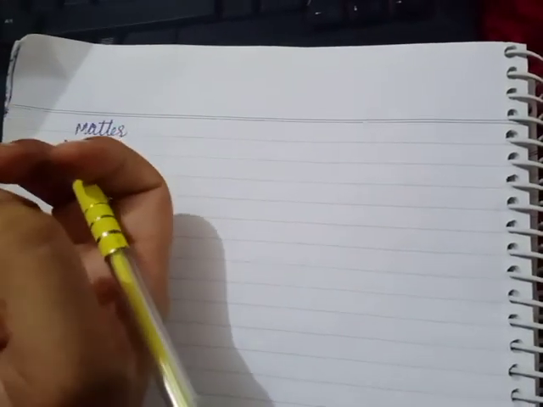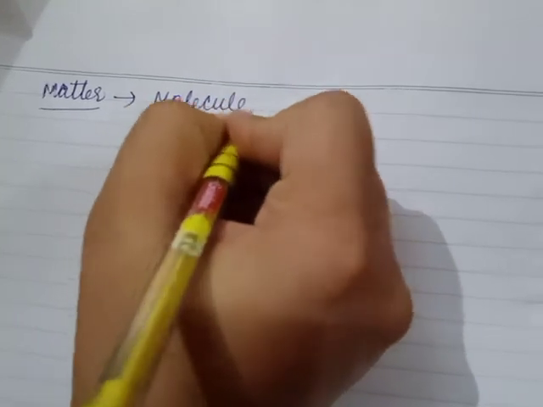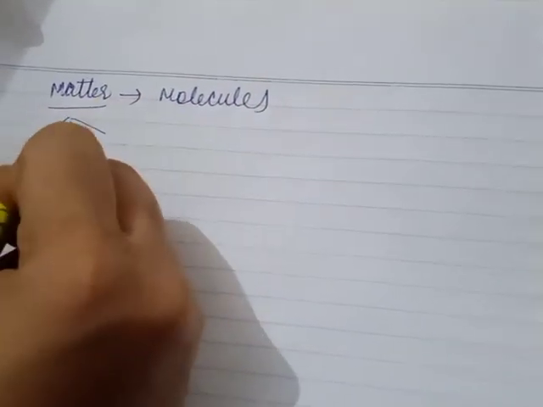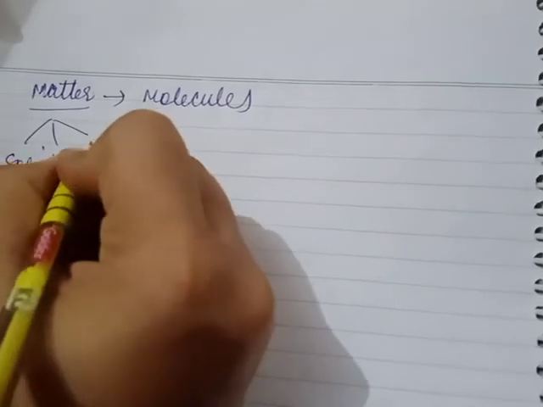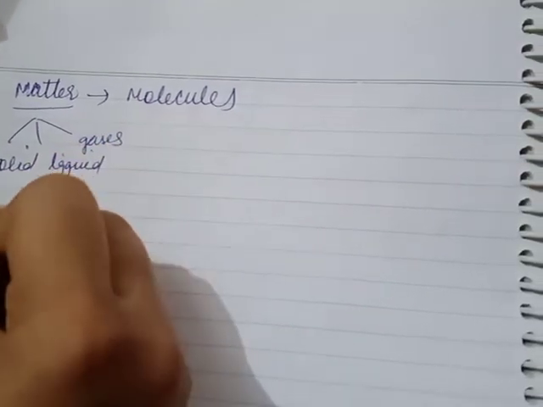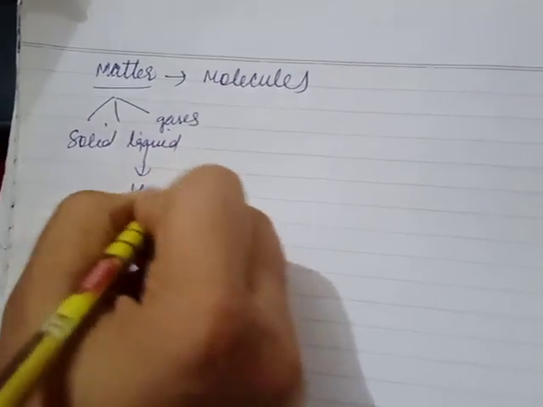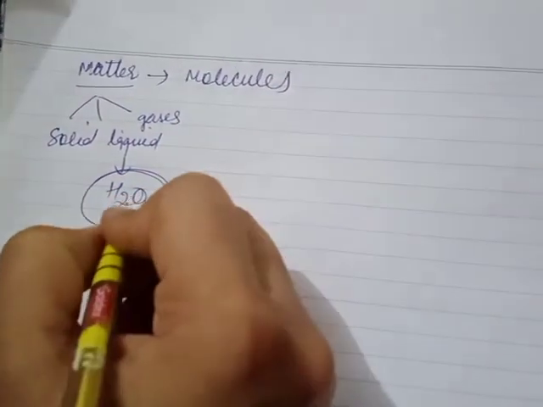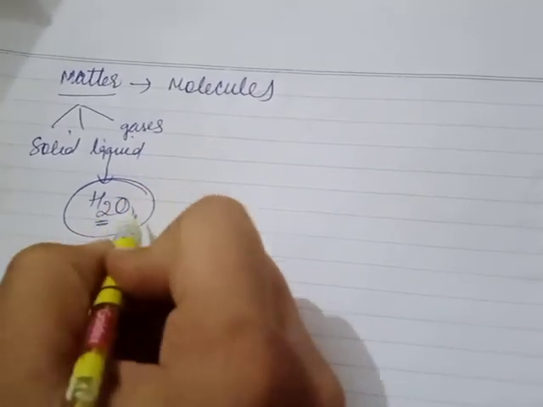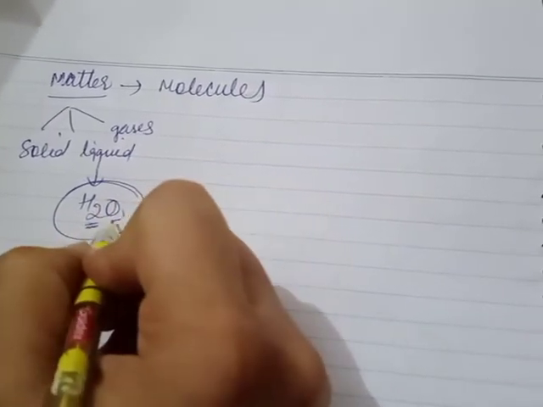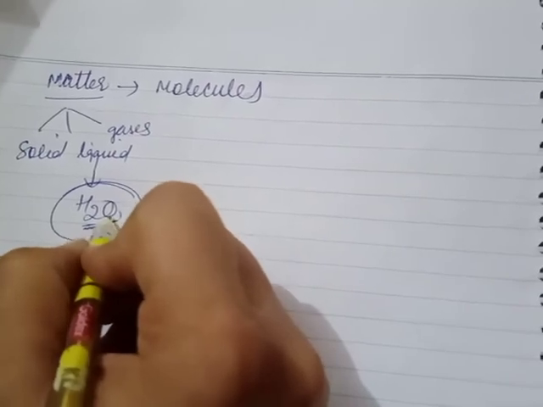Everything is made up of matter, or we can say anything which occupies space is matter, and all matter is made up of molecules. The states of matter are solid, liquid and gaseous. Let us take a liquid state, that is water. It is made up of water molecules, that means two atoms of hydrogen and one atom of oxygen.